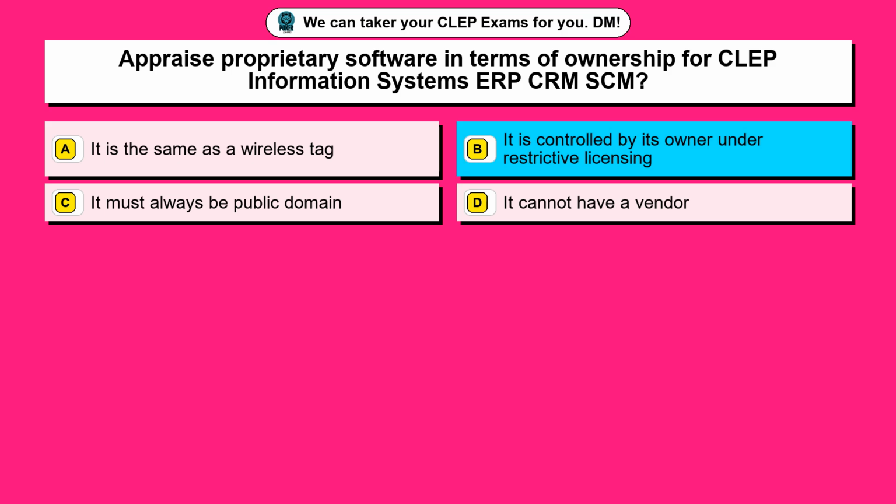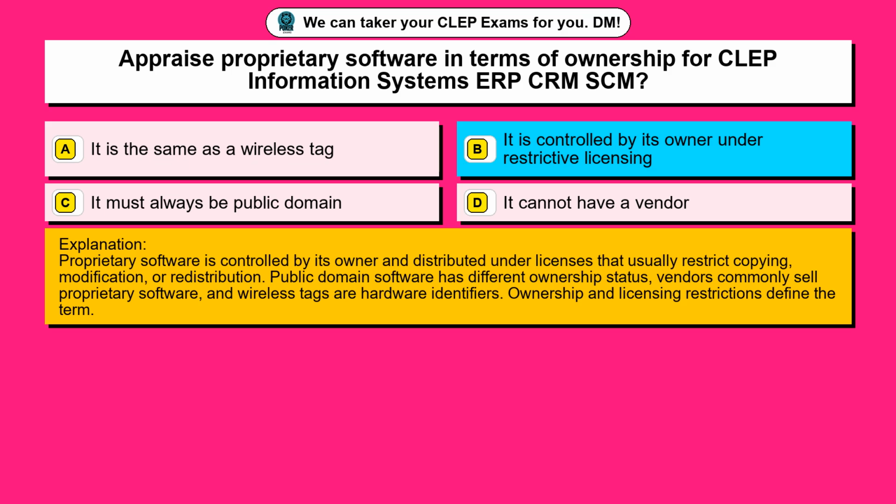The correct answer is Option B. It is controlled by its owner under restrictive licensing. Proprietary software is controlled by its owner and distributed under licenses that usually restrict copying, modification, or redistribution. Public domain software has different ownership status. Vendors commonly sell proprietary software, and wireless tags are hardware identifiers. Ownership and licensing restrictions define the term.